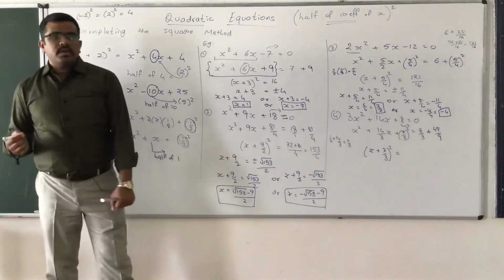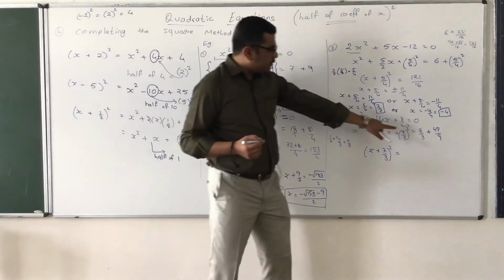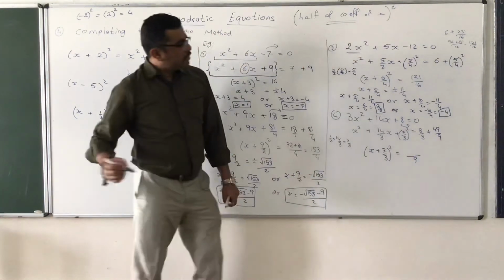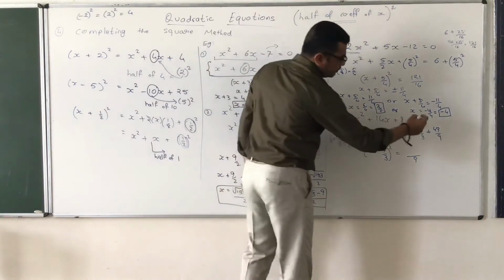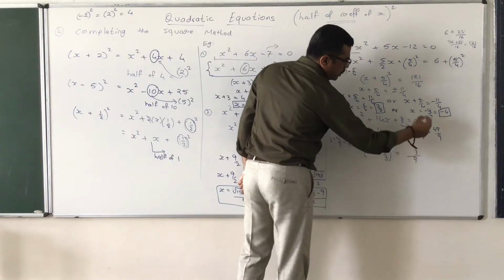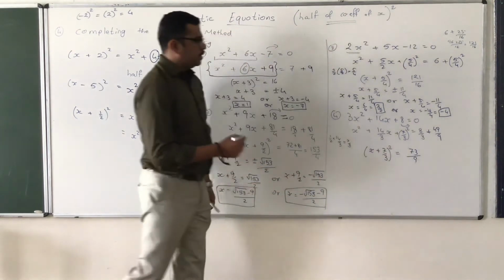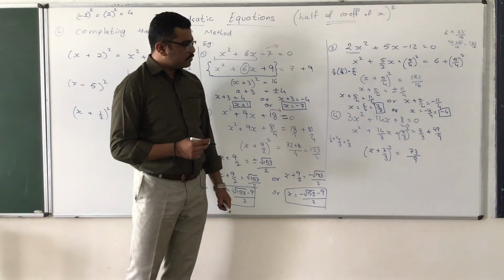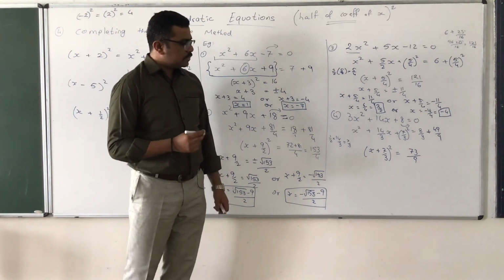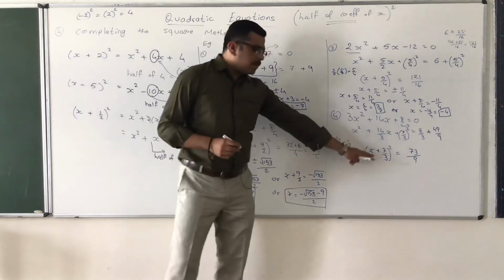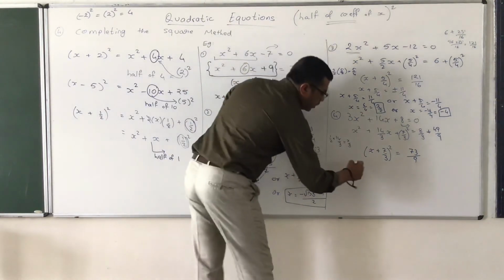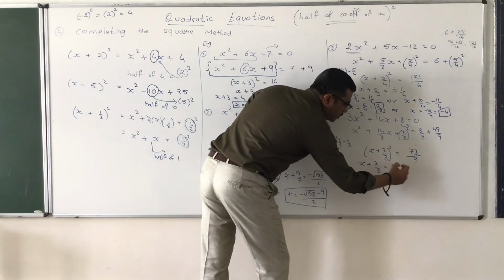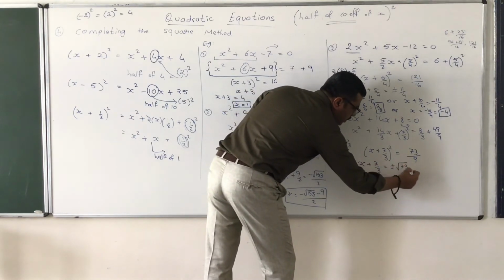And what about the right side? Taking the LCM, it would be 9, and it will be 73 by 9. Now taking the square root, x plus 7 by 3 is plus or minus square root of 73 upon 3.